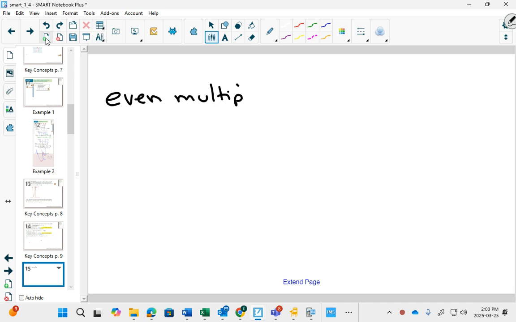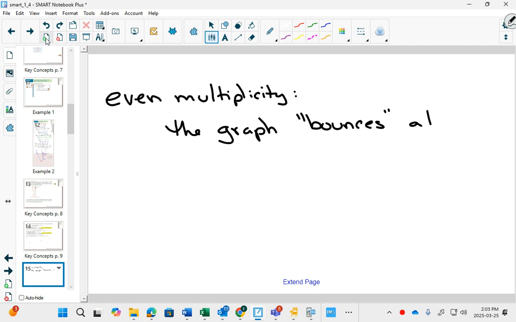with even multiplicity. That means you have an x-intercept that's squared, or an x-intercept that's to the power 4 or power of 6. Anything that happens an even number of times. And this is not a mathematical word. That's why I put it in quotation marks. But it really describes what happens. It just bounces off that x-intercept. It does not go straight through.